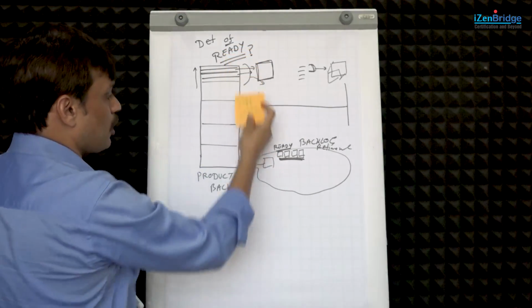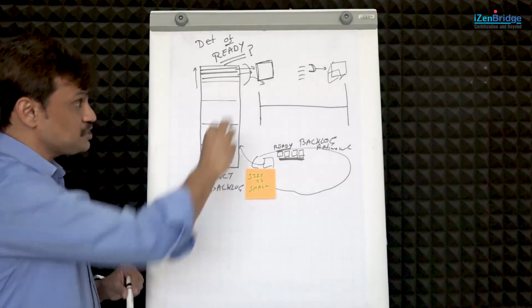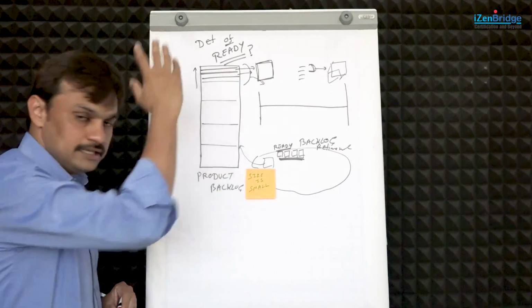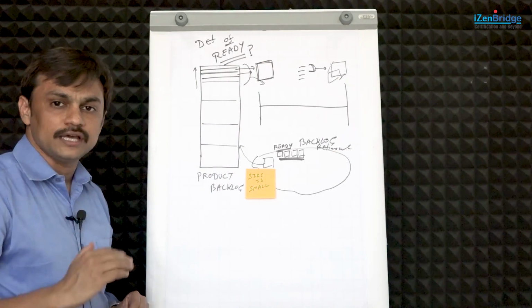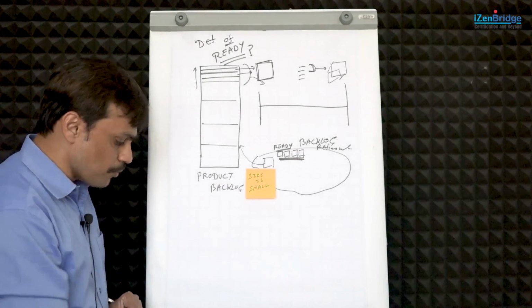The item should be small enough. So, the size should be small, which means the items which are expected to get done in the upcoming iteration should be small enough so they get done in that iteration. You can relate it with the INVEST criteria of a user story also. We are saying it should be sized in a small manner.